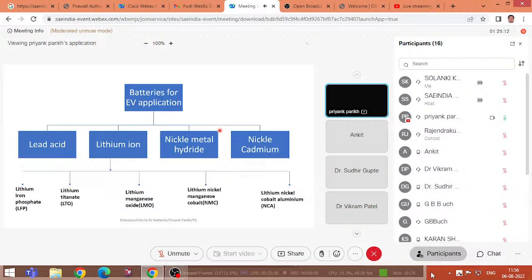Then it is LTO, that is lithium titanate. Then we have lithium manganese oxide, LMO. We have lithium nickel manganese cobalt, NMC. And then we have NCA, that is lithium nickel cobalt aluminum. So these are basically the types of chemistries inside the lithium ion batteries. Okay. So you all know that lithium ion batteries are being used in today's vehicles. So what are the reasons that lithium ion batteries are used? Let's have a look at it.